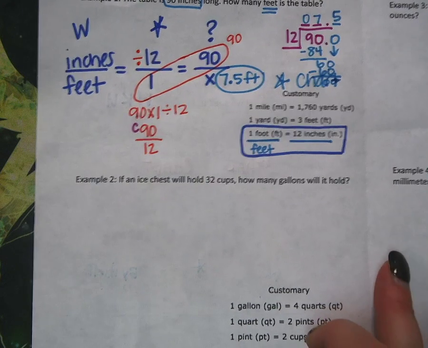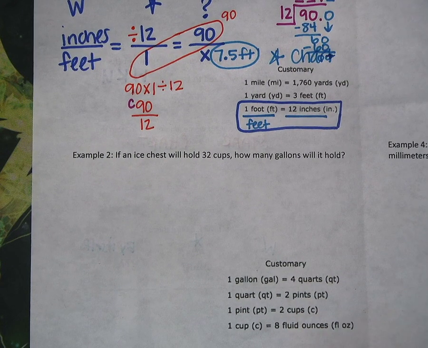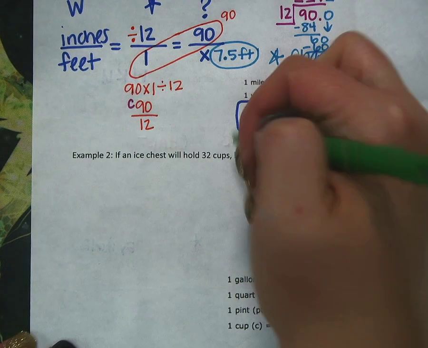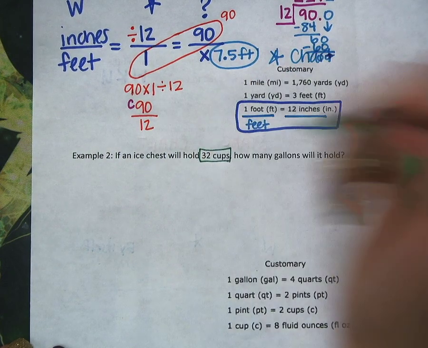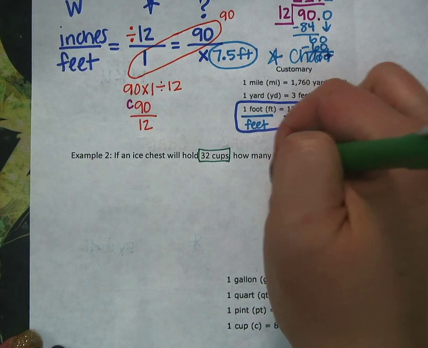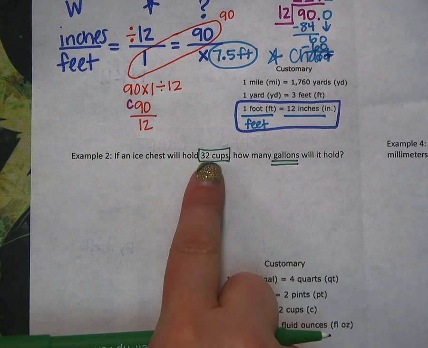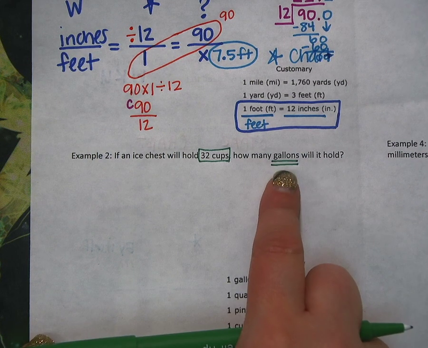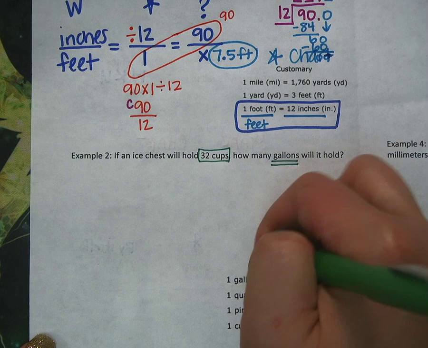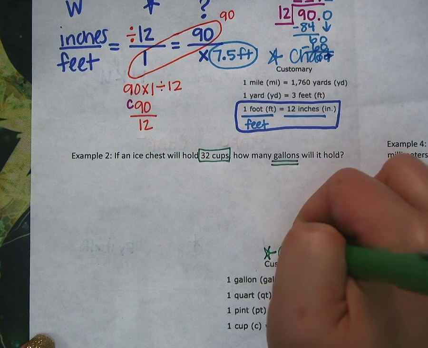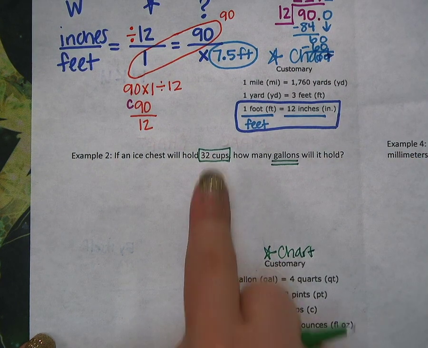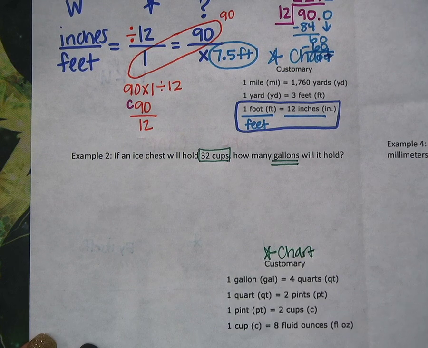Let's try another example. Example number 2 says if an ice chest will hold 32 cups, how many gallons will it hold? So again, it gives me one number, 32 cups, and they want me to change those cups into gallons. So I know they gave me one number and I'm changing measurements, so I am gonna need my handy dandy star chart. And so I come down here and I need to find cups and gallons.